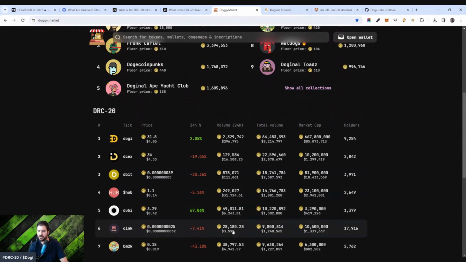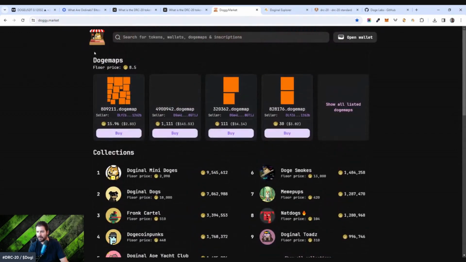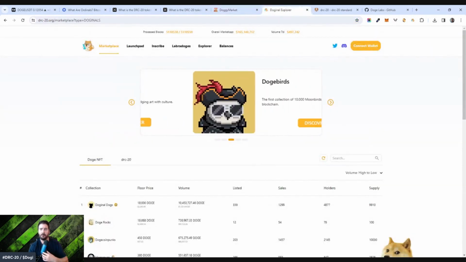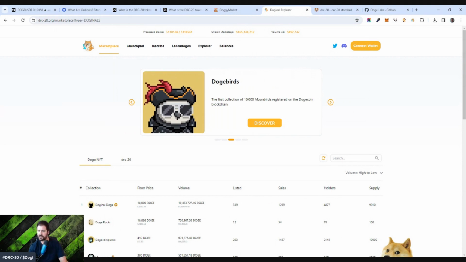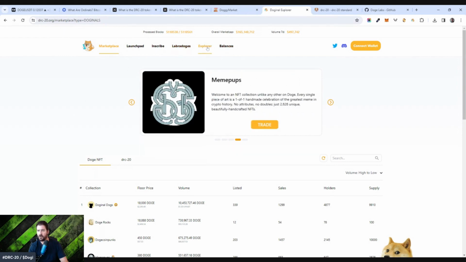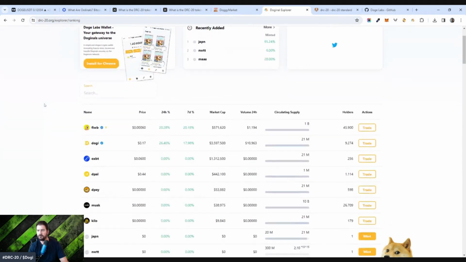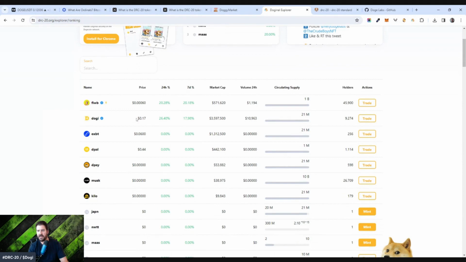Market caps and volumes are also growing, but let's really quickly, I'll go back to this marketplace in a minute, but I want to show you one of the main marketplaces where you can buy, sell, mint, and inscribe DRC20s. It's actually very interesting, right? So if you go over to this DRC-20.org marketplace, you'll see marketplace, launchpad, inscribe, labradogs, explore, balances, and so on, right? I'm going to go over to explore. So if you go over to the explorer here, you're going to see that these are a number of coins that have been minted.